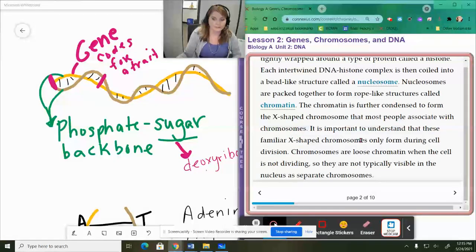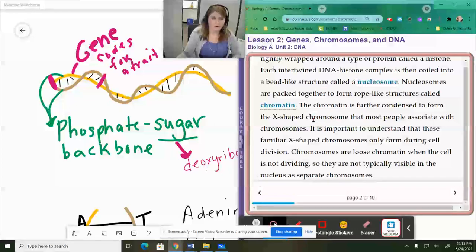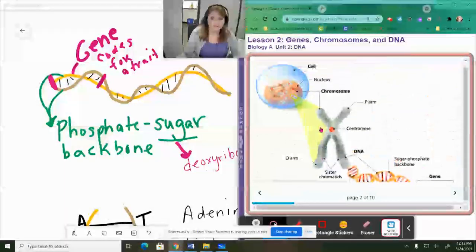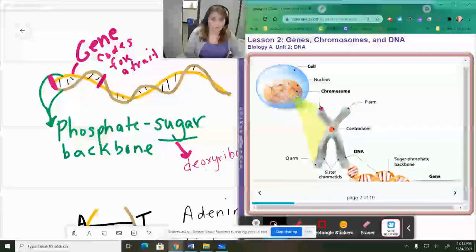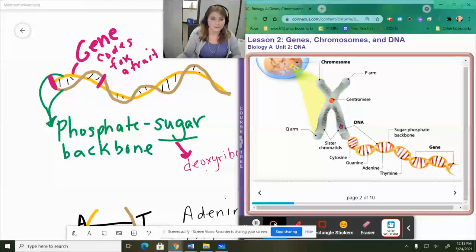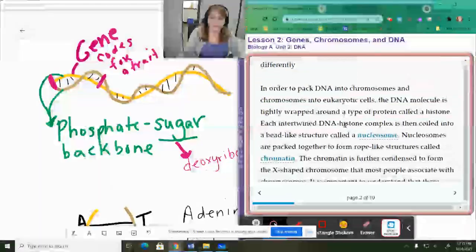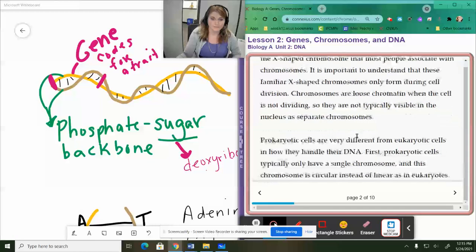It's important to understand that these familiar X-shaped chromosomes only form during cell division. Chromosomes are loose chromatin when the cell is not dividing. So there's a lot of jargon in here, and essentially what it's telling you is that because we have to pack all of our chromosomes into a tiny little nucleus, it has to be squinched in there really, really tight. So it's coiled around the histones, and then those histones are packed together with chromatin to make them even smaller. And so that's how it's able to fit inside the nucleus.